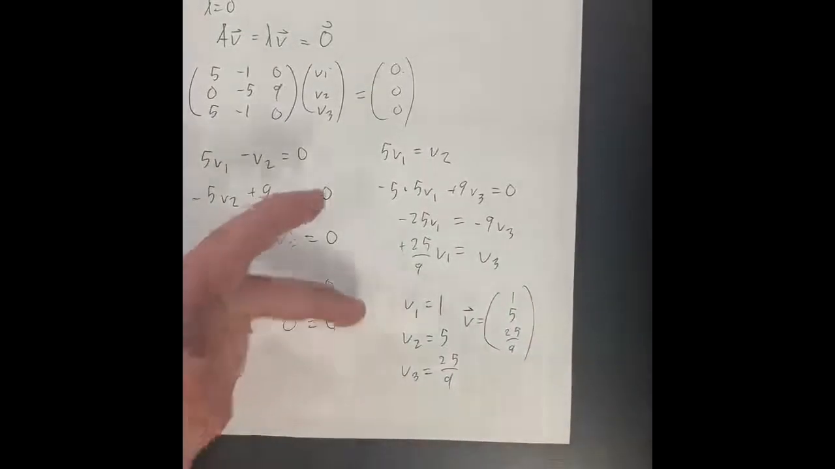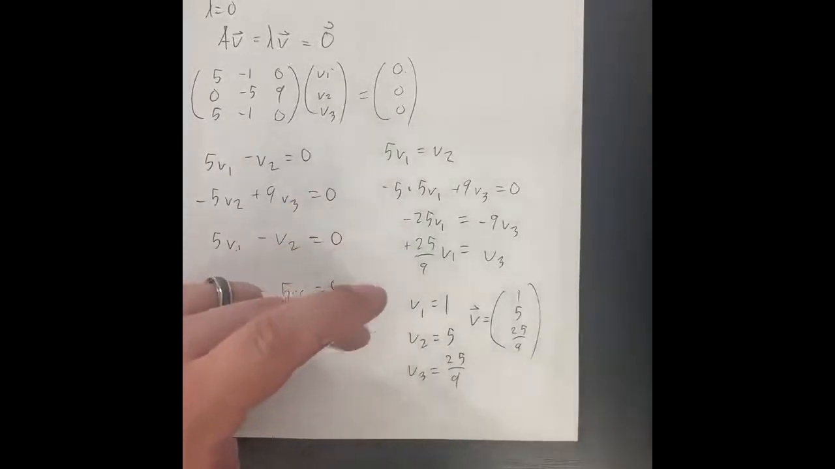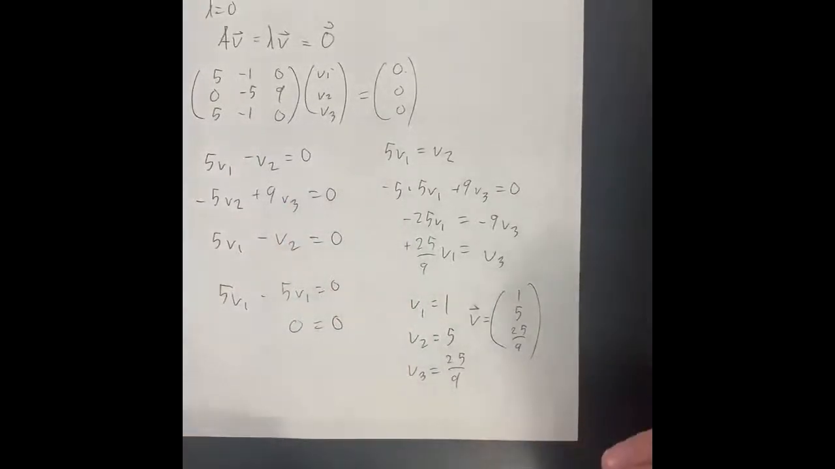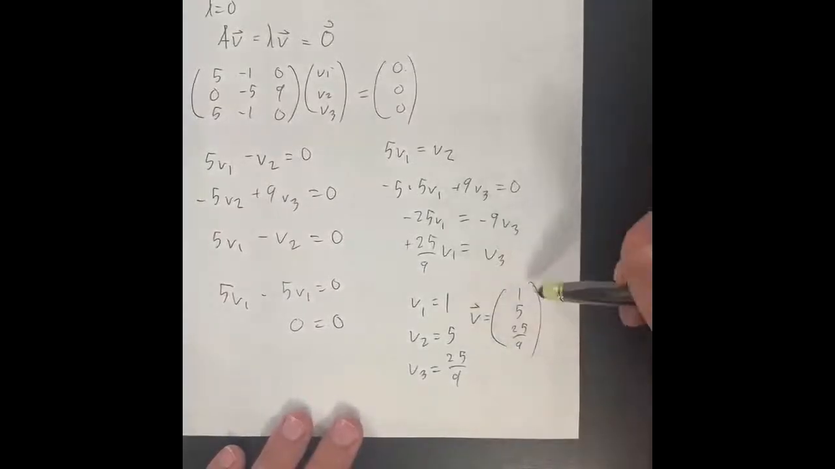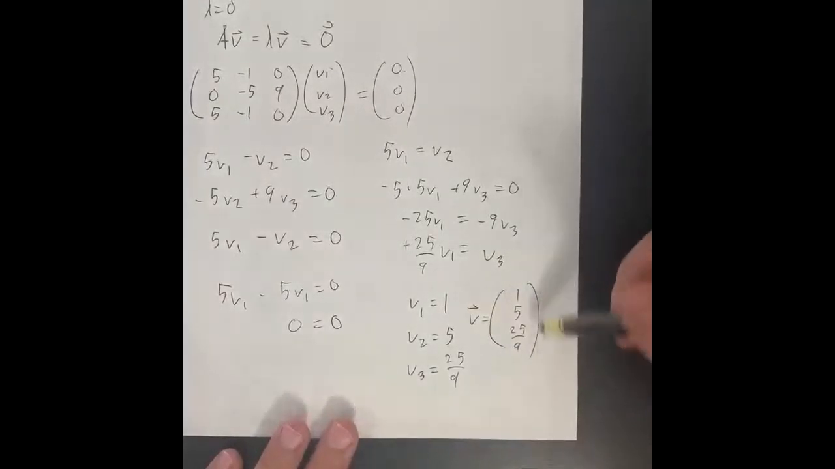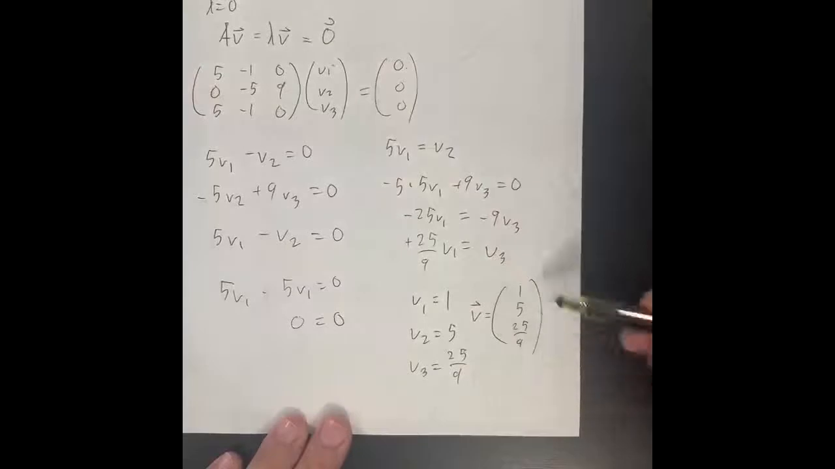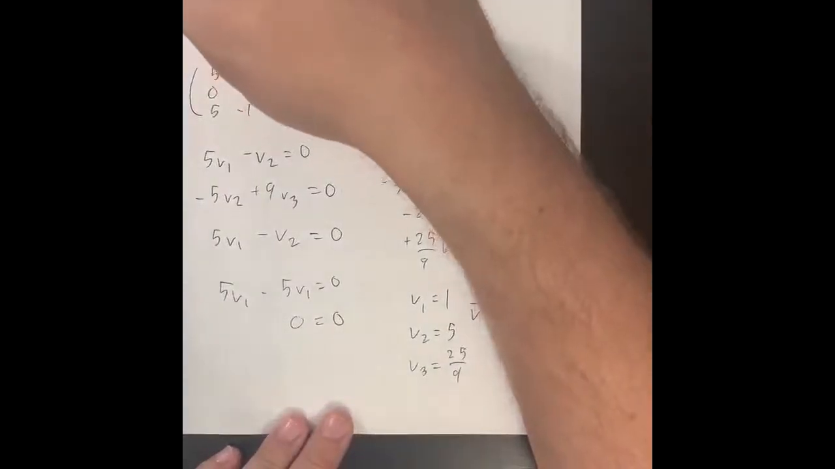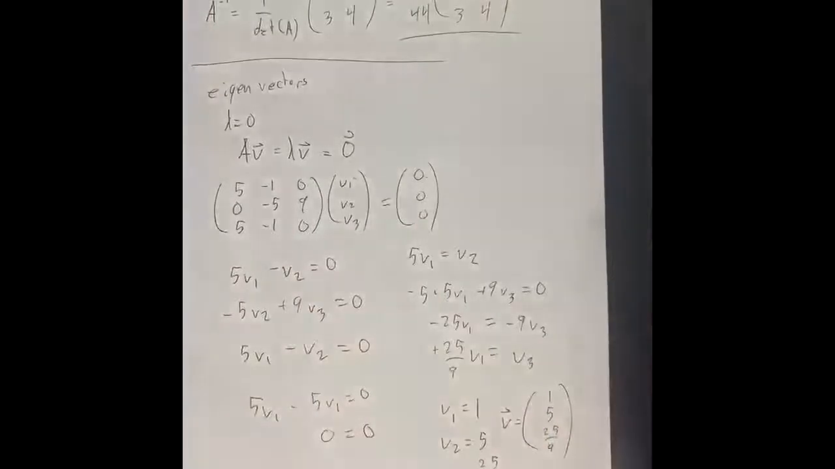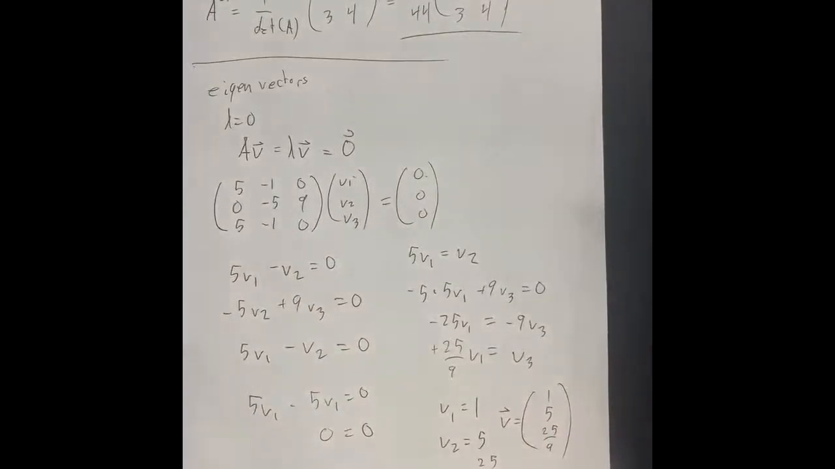Okay, but we could have picked anything for v1, and that would still be an eigenvector. That's just going to scale the eigenvector. So if I pick 2, all these would be twice as big, but it would still be an eigenvector. If we plugged any multiple of this into this equation right here, we would get the 0 vector out. Okay, so that's how we solve eigenvector equations. So you pick the eigenvalue that you want to solve for, and then just solve that system of equations.